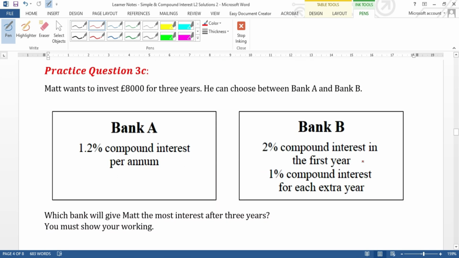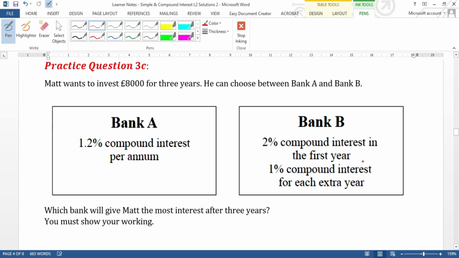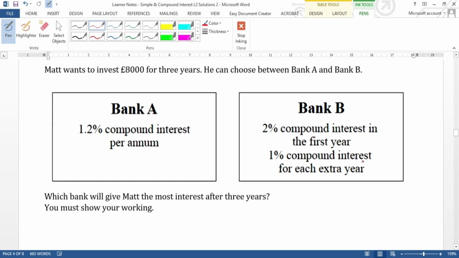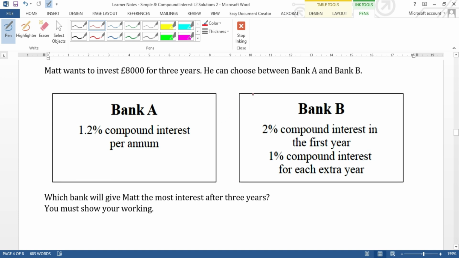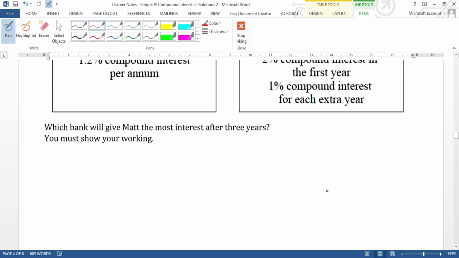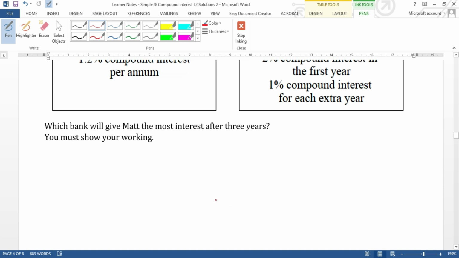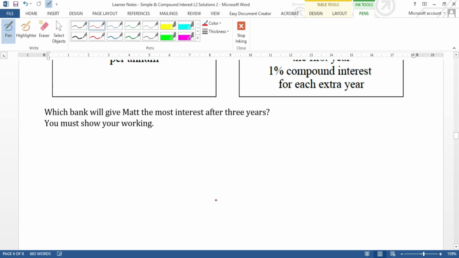Practice question 3C. Matt wants to invest £8,000 for 3 years. He can choose between Bank A and Bank B. So Bank A says it's 1.2% compound interest per annum. Bank B says 2% compound interest in the first year, and then 1% compound interest for each extra year. Oh, interesting. Okay, which bank will give Matt the most interest after 3 years? You must show your working.